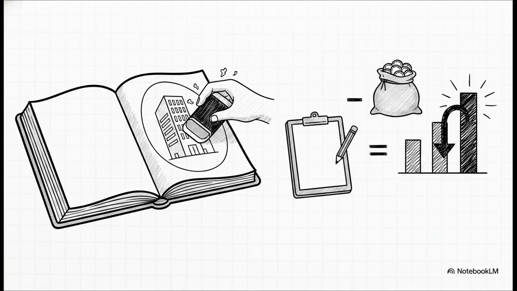Finally, derecognition. Honestly, this one is relatively straightforward. You wipe the asset from your books upon disposal or when it's permanently withdrawn from use and absolutely zero future economic benefits are expected. You calculate the net disposal proceeds, subtract your carrying amount, and record that ultimate gain or loss directly onto your income statement.